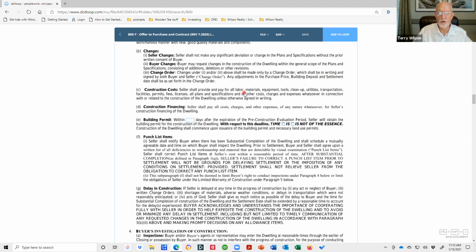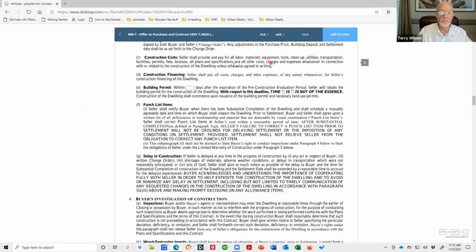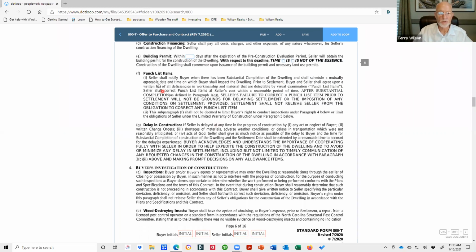Seller should provide and pay for all labor, materials, equipment, tools, cleanup, and so on. Seller shall pay for all costs, charges, and other expenses associated with the construction of the property. Builder will get a building permit within X number of days from the expiration of the pre-construction evaluation period. They will also obtain a building permit for the construction of the dwelling. With respect to this deadline, time is or is not of the essence. Isn't that interesting that they give the parties a choice as to whether time is of the essence or not to get their building permits.